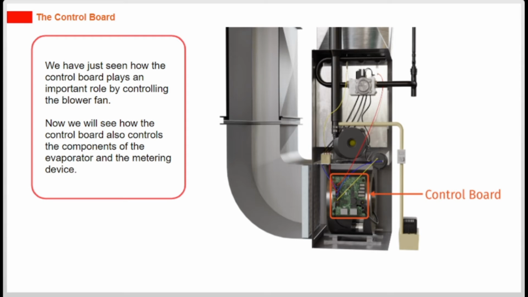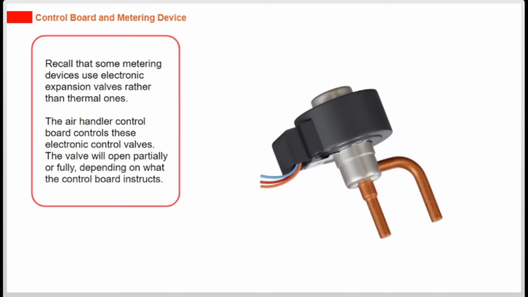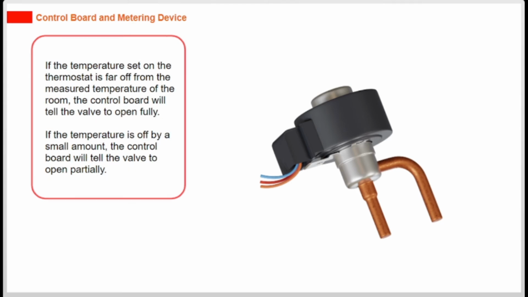Now we will see how the control board also controls the components of the evaporator and the metering device. Recall that some metering devices use electronic expansion valves rather than thermal ones. The air handler control board controls these electronic control valves. The valve will open partially or fully, depending on what the control board instructs. If the temperature set on the thermostat is far off from the measured temperature of the room, the control board will tell the valve to open fully. If the temperature is off by a small amount, the control board will tell the valve to open partially.